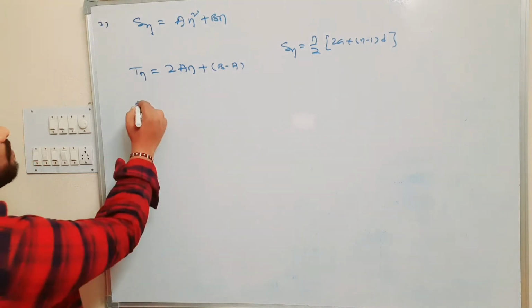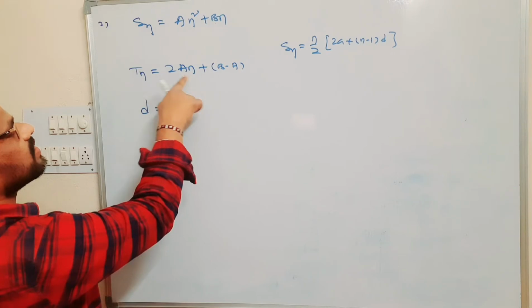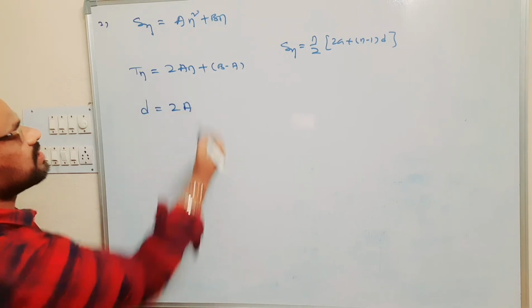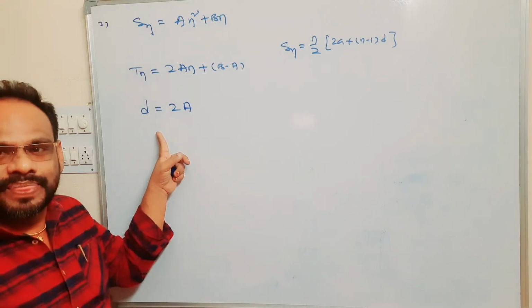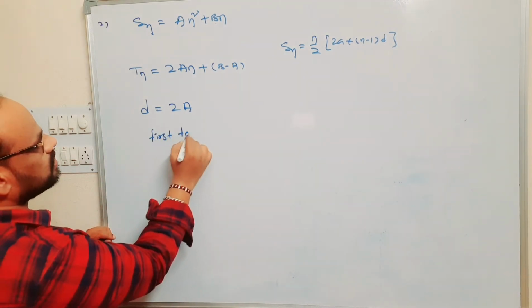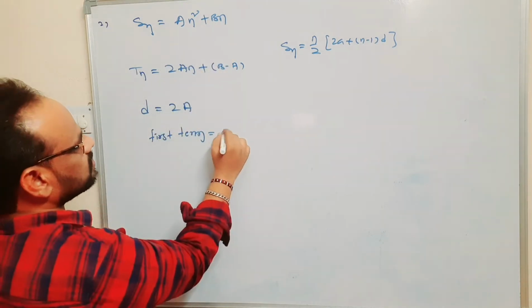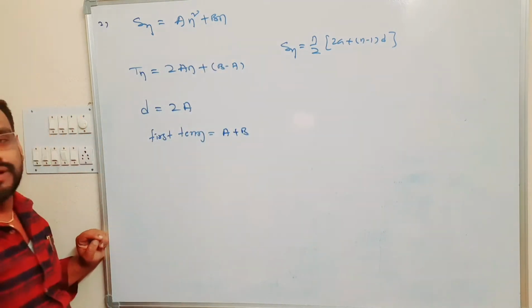Next, how to find the common difference? Common difference d is equal to, here the coefficient of n, which is 2a, is the common difference. How to find the first term? First term is equal to the sum of the arbitrary constants, which is a plus b.